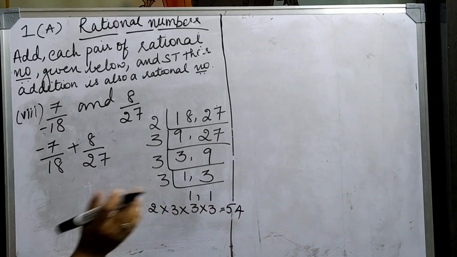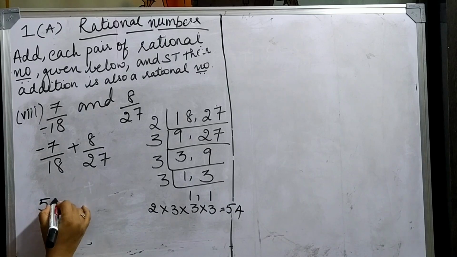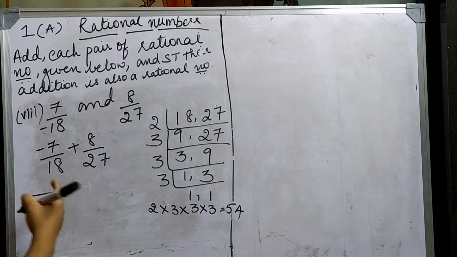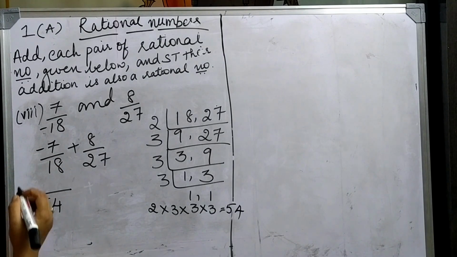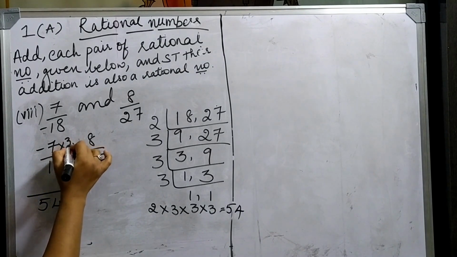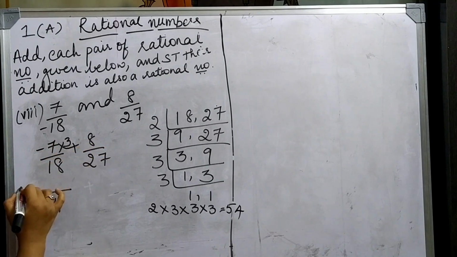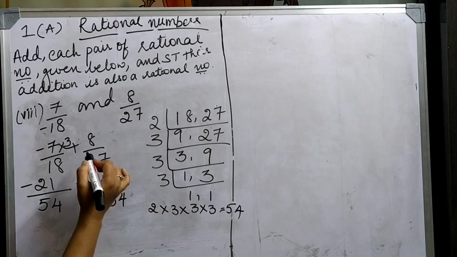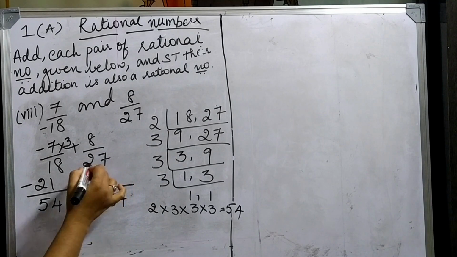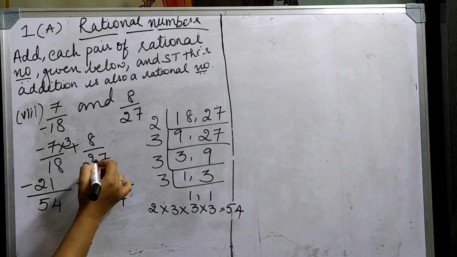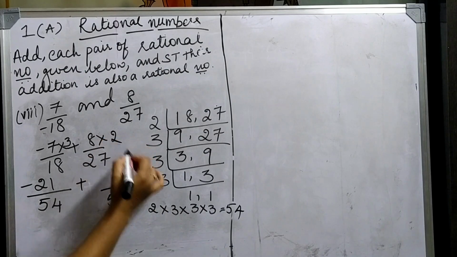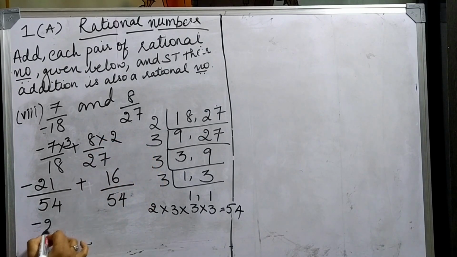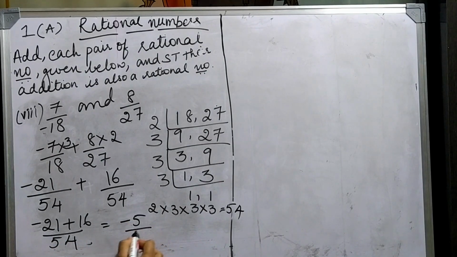Now we have got the LCM as 54. Right. So 54 is the LCM. 54 divided by 18 will give us 3. So it is 7 into 3, so minus 7 into 3 is minus 21, plus, again we have 54 as the LCM. When you divide 54 by 27, what do you get? 27 2s are 54, which is 8 into 2 is 16. So minus 21 plus 16 divided by 54 will give us minus 5 by 54, which is again a rational number.